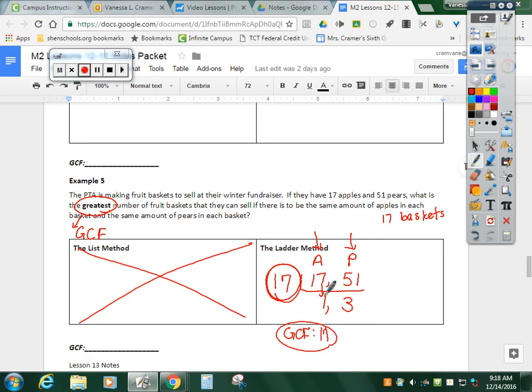All you have to do is look down. There's going to be 1 apple in each basket, because 17 apples divided by 17 baskets is 1 apple. Okay? Another thing, how many pears would go in each of the 17 baskets? Well, 51 pears divided by 17 baskets is going to give you 3 pears in each basket. And if you look down, it says 3. But you always divide these numbers by the GCF to figure out how much is inside, okay?